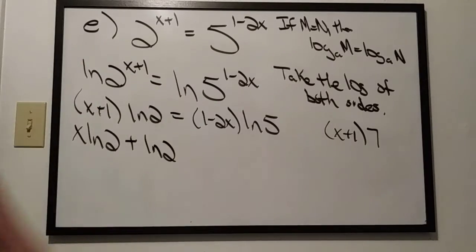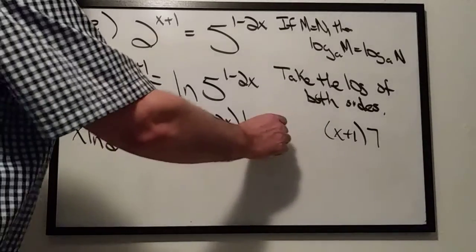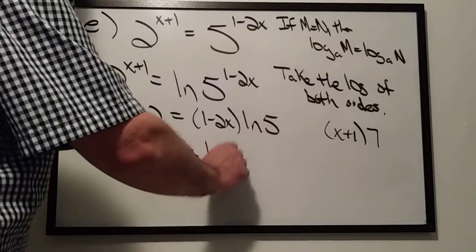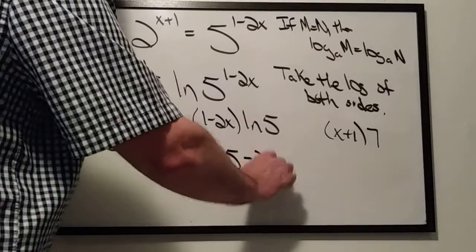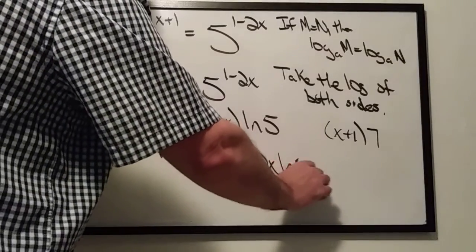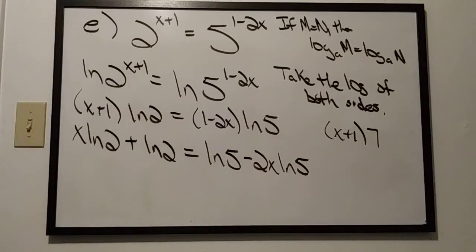On the right-hand side, I can do the same kind of thing. Distribute the natural log of 5 through. Natural log of 5 times 1 is just natural log of 5. And then natural log of 5 times this negative 2x is going to be negative 2x natural log of 5. So now that we have this, once again, sometimes people let the natural logs get in their way. You know how to move forward with this problem. Don't let the natural logs scare you.